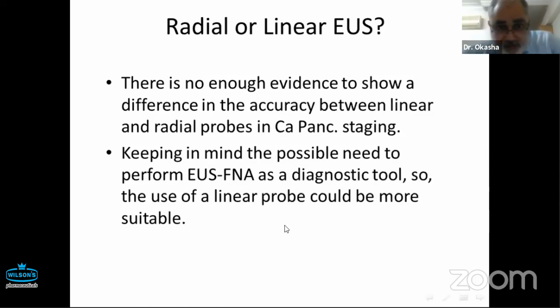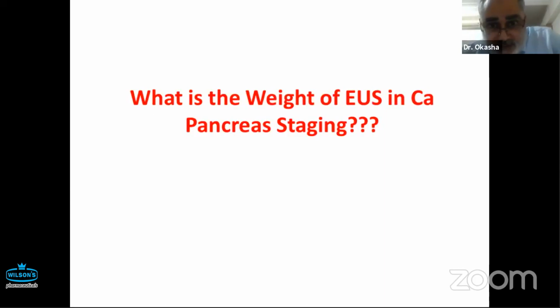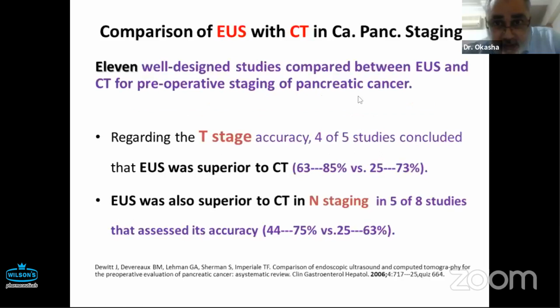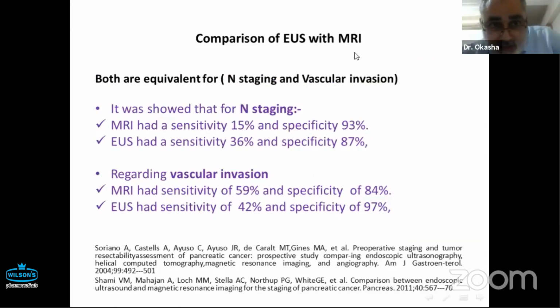And I believe that the major advantage of the linear echo endoscope is the ability to obtain instantaneous, immediate, safe FNA of pancreatic masses or any other masses. Then what is the weight of EUS in cancer pancreas staging compared to CT or MRI? Eleven well-designed studies compared EUS and CT for the pre-operative staging of cancer pancreas, and the results are as follows. Regarding T-stage accuracy, 4 of 5 studies concluded that EUS was superior to CT, and EUS was also superior to CT in N staging. Regarding comparison of EUS and MRI, both are equivalent for N staging and vascular invasion.